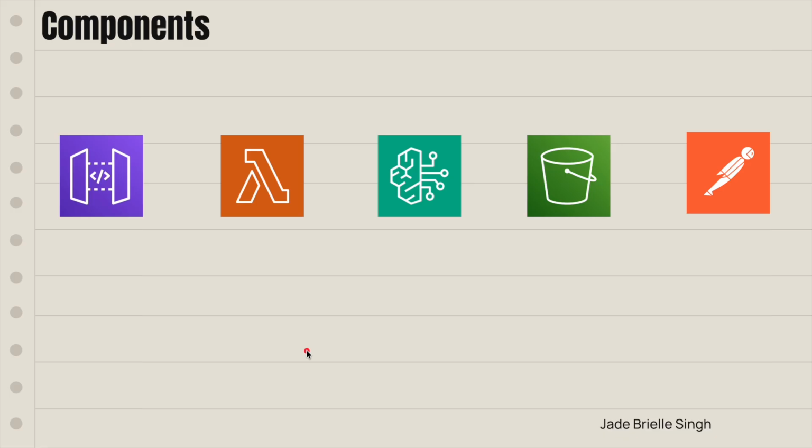Here are our components. So first, I have API Gateway, which just manages interactions between clients and backend services. Then we have Lambda, which will allow you to run code without provisioning or managing servers. Then we have Amazon Bedrock, which will provide our foundation models through an API. Then we have Amazon S3, which acts as object storage, and then we have Postman for testing our API.